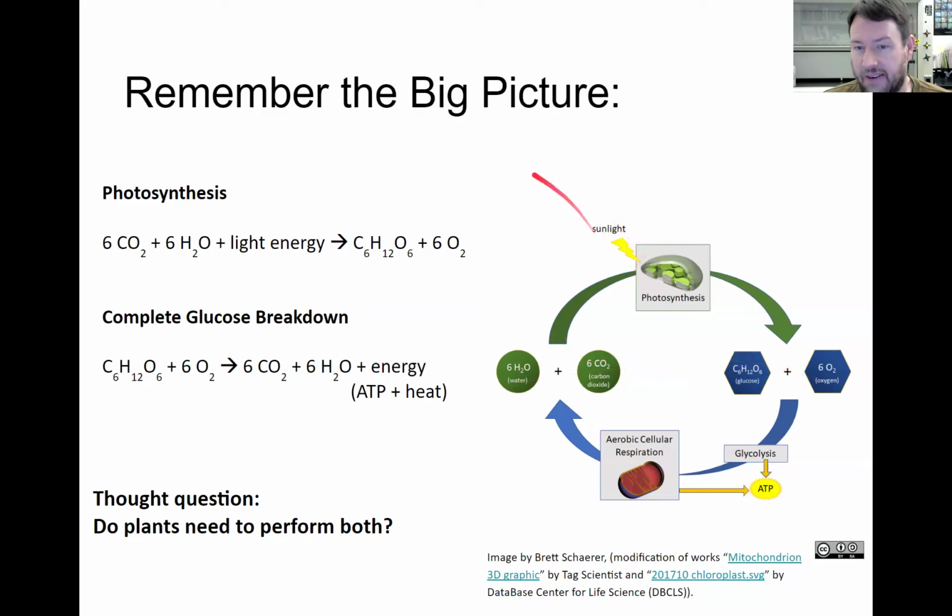But then the energy is flowing from sunlight through those plants, through the glucose, and eventually to ATP and to whatever cellular process needs to happen. And thought question for you, do plants need to perform both photosynthesis and aerobic cellular respiration? Generally, yes, unless we're talking about ghost pipe, then it's only aerobic cellular respiration. But most plants are performing both, right? There are times when sunlight isn't available or water isn't available, or carbon dioxide is not available, and they need to rely on aerobic cellular respiration to keep their cells alive.